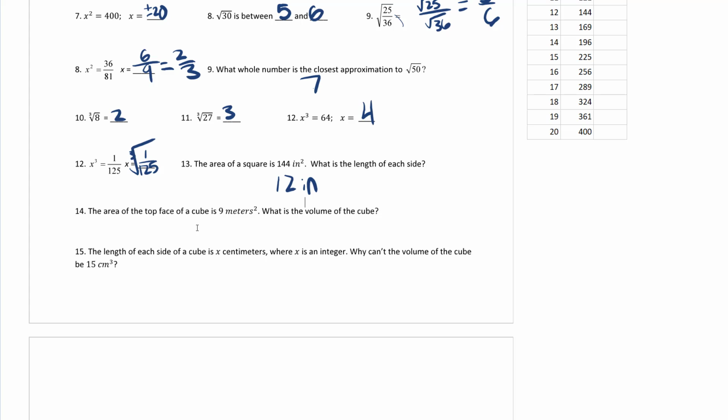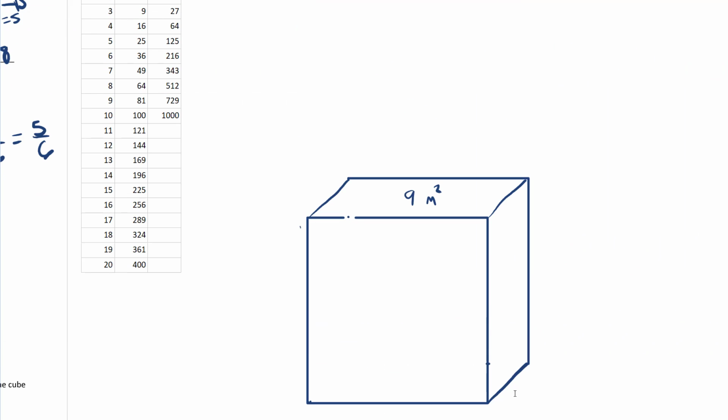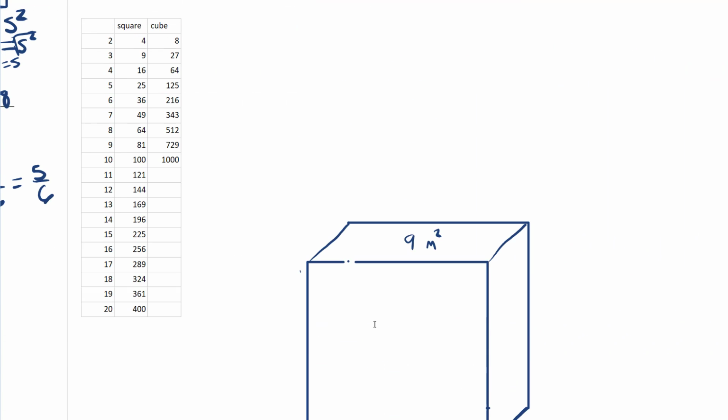All right, the area of the top face of a cube is 9 meters squared. What's the volume of the cube? This is a fun problem, actually. Let's draw a cube. Man, I'm good at drawing cubes. So here's my cube, complete with a little bit of shading to make it look nice. The area of the top face is 9 meters squared. That means that this side length is 3, and this side length is 3, and that's in meters.